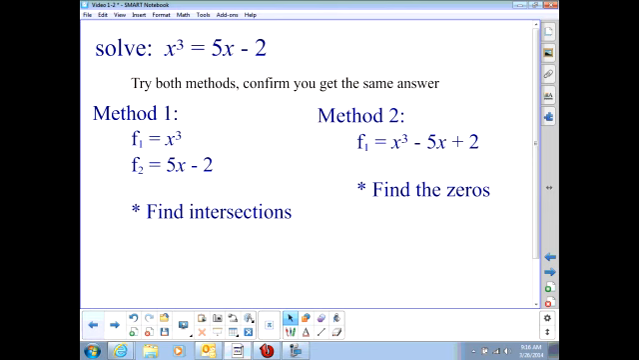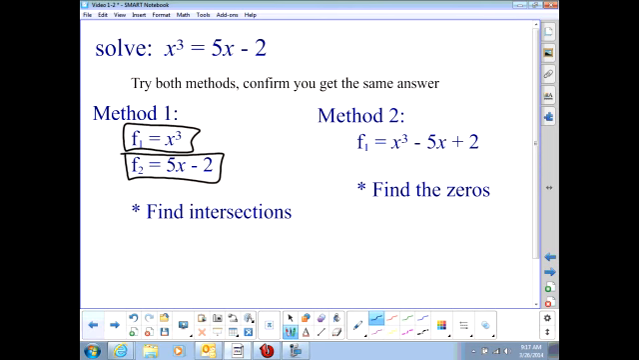Okay, last thing, if you want to solve an equation on the calculator, there's two ways you can do it. One way, say we had this x cubed equals 5x minus 2. We can do what we just did, graph them separately. In F1, graph x cubed. In F2, graph 5x minus 2. And we can find the intersections. Now, in this case, our original did not have any y's in it. So when you find the intersection, the x is your answer, not the y.